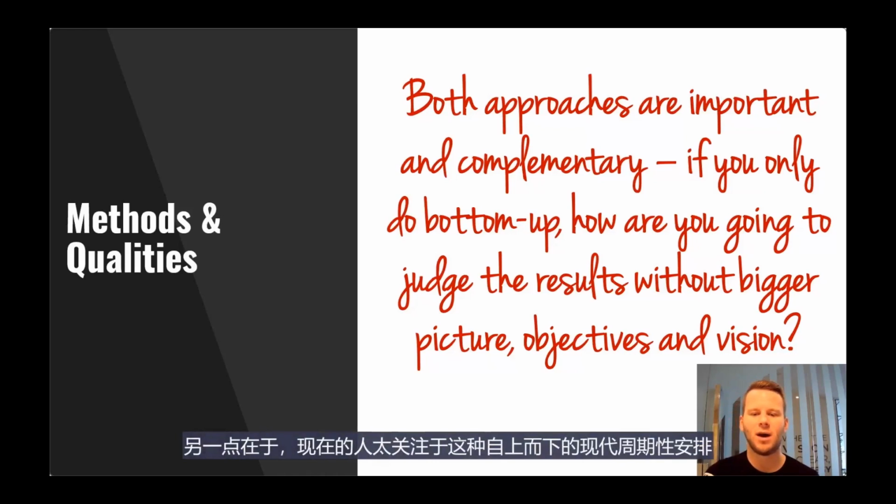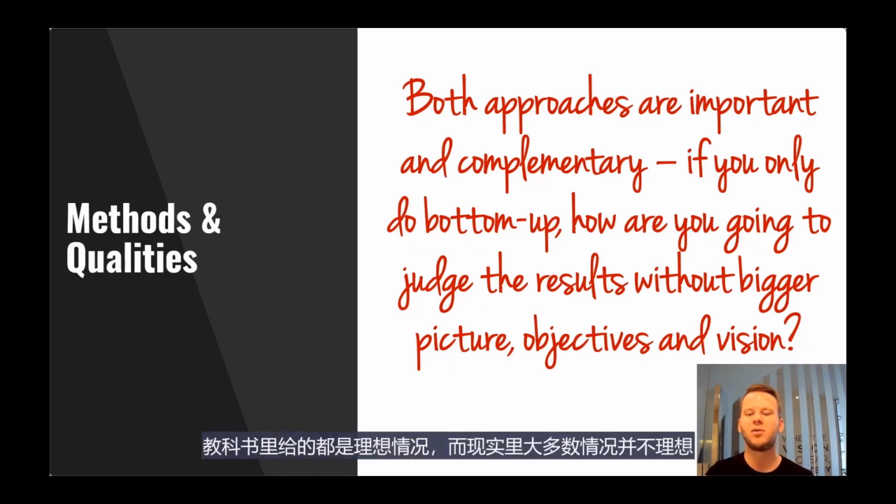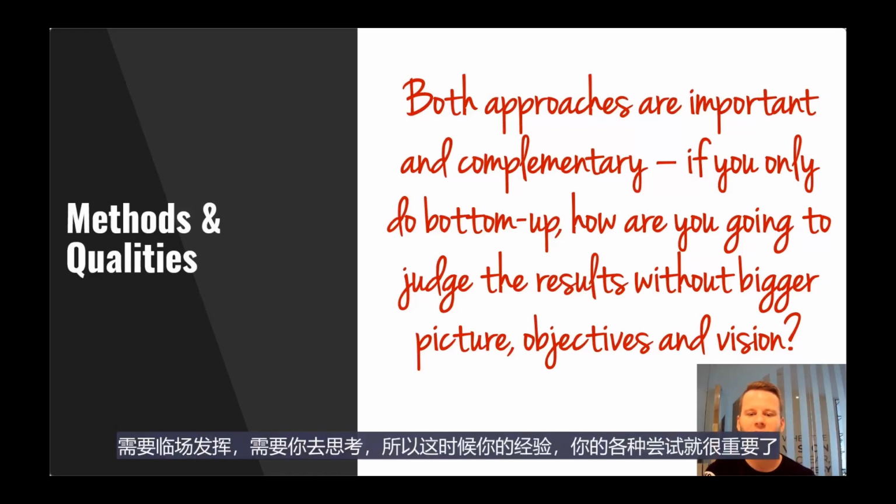Also, another reason why I made this presentation is because there is a lot of overemphasis in the contemporary planning and periodization literature on the top-down approach. And young coaches come into the field and think, okay, I'll use this, and this, and then you come there and you see, oh, things are totally different. Usually in the textbooks we see ideal case scenarios, while in real life, rarely are there ideal case scenarios, and there is a lot of improvisation and a lot of thinking on your feet.